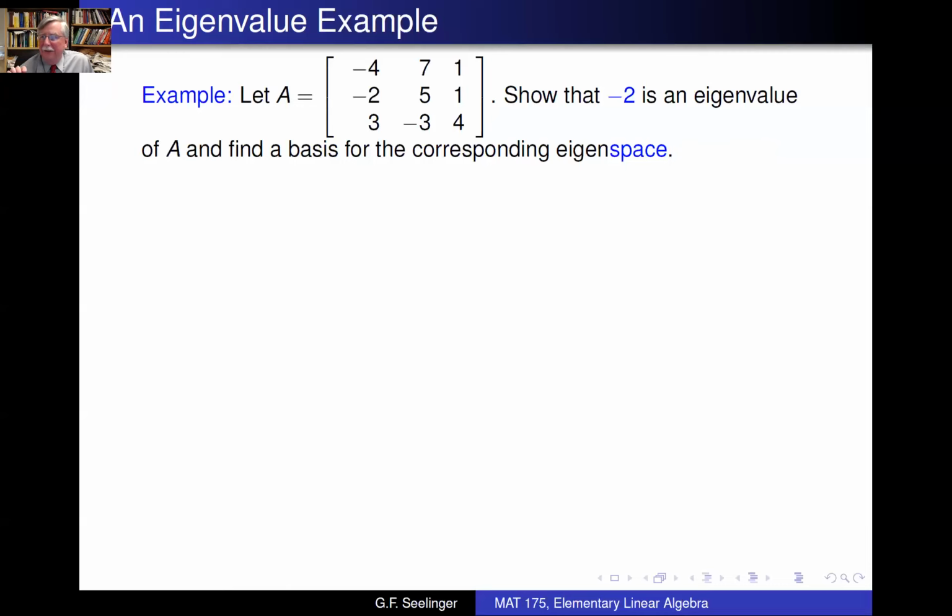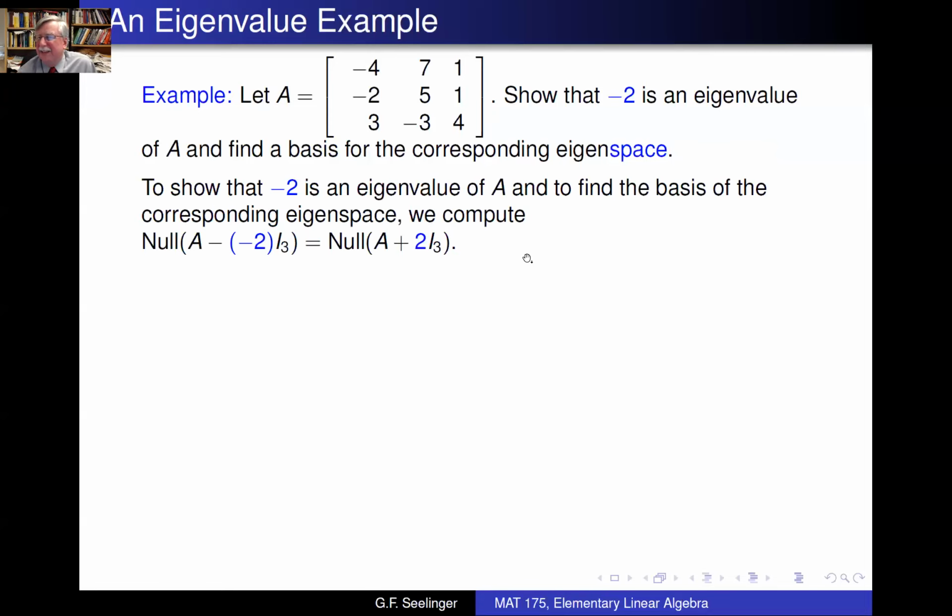All right, here's another example. I give you A. I say show that -2 is an eigenvalue of A and find a basis for the corresponding eigenspace. So we do that. We take A minus -2 I3, and I compute the null space. But again, the negatives cancel, so I'm really taking the null space of A plus 2 times I3.